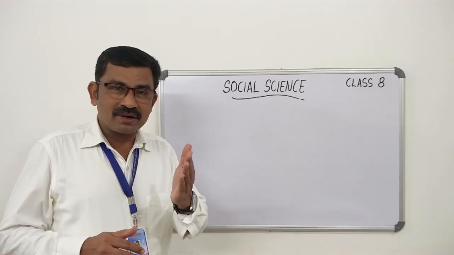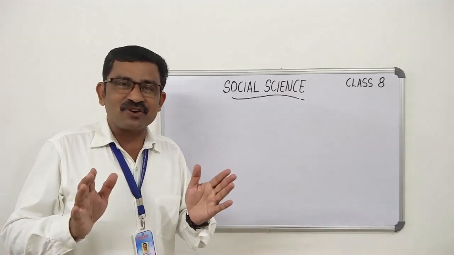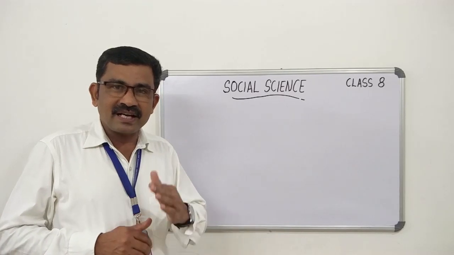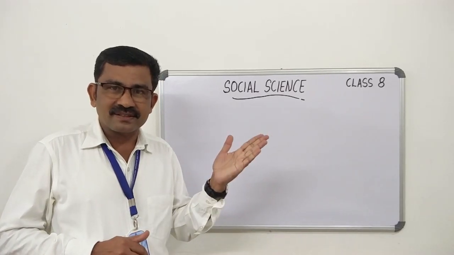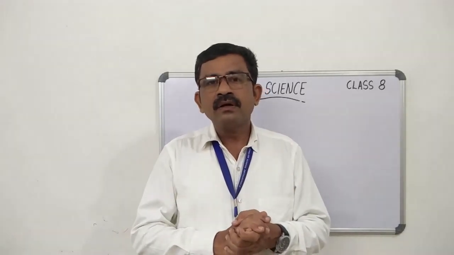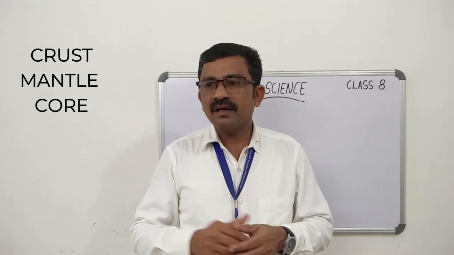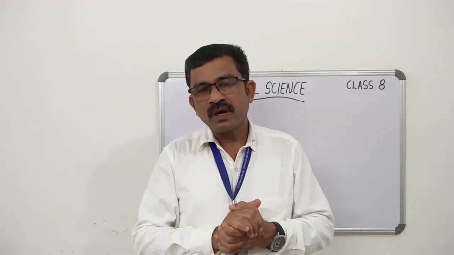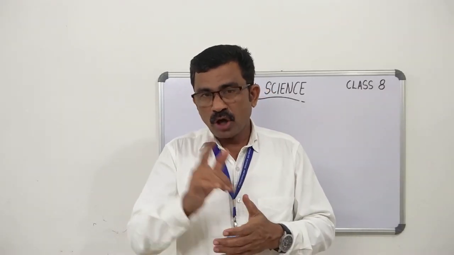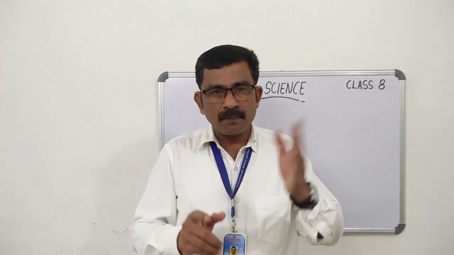Children, do you remember what we have learned in the previous class? Yes, in search of Earth's secret. Let's have a quick review of the previous class. We discussed the different layers of the Earth. Children, tell me, what are the different layers of the Earth? Crust, mantle, core. Good. And we also discussed the features of different layers. Now, I am going to ask you a few questions based on the previous class.